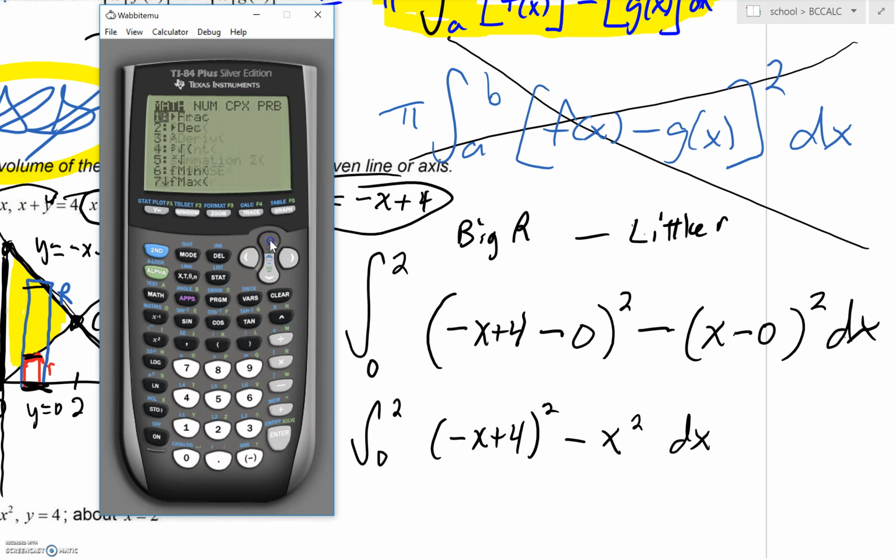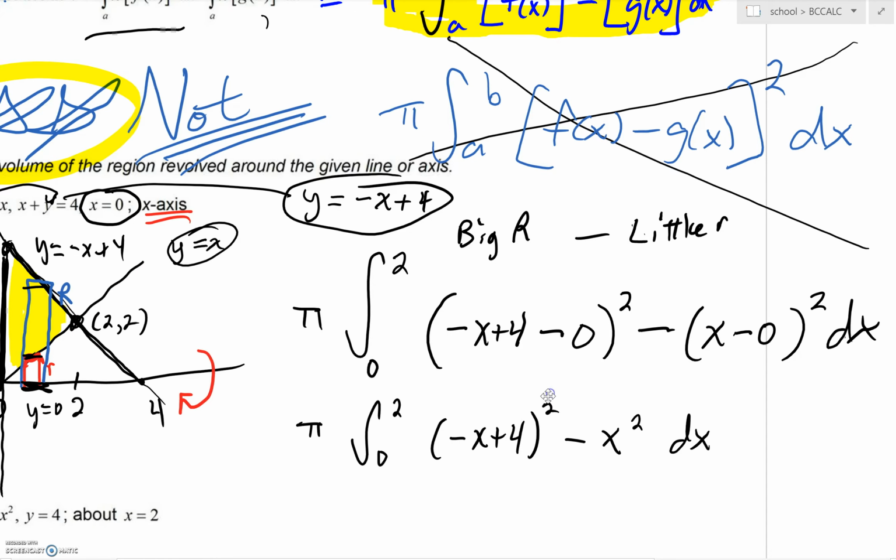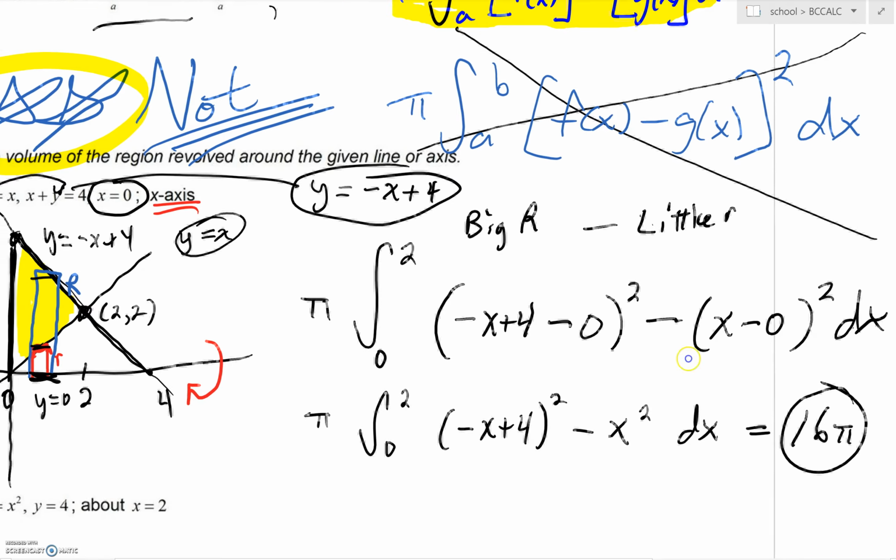We'll say math. Bring this up here. Here's your fnInt. We're going to go between 0 and 2. Put in some parentheses here. We'll say negative x plus 4, and then we square that. I'm going to say minus an x squared. And guess what? You work this out. Don't forget there is a pi in this answer. You're going to get 16 pi. Okay? So when you see that space, that's really where we're going.